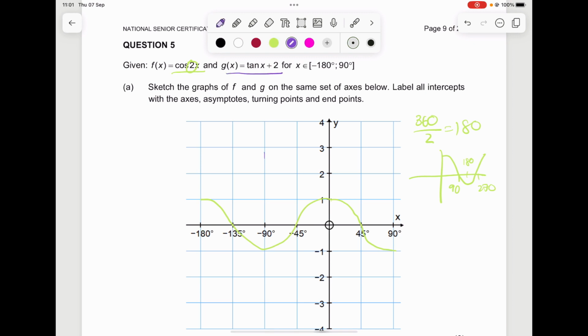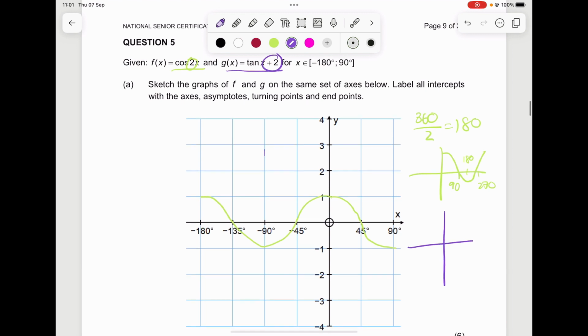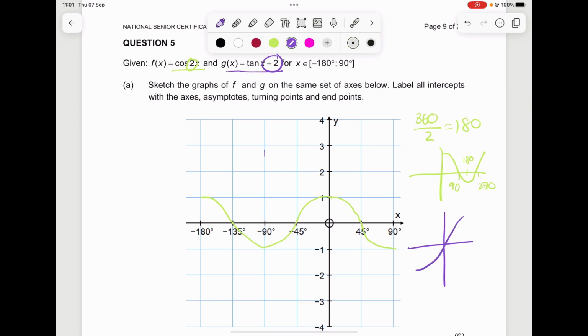Now if we look at g of x, the only adjustment we have is the plus 2 outside the tan of x, and that plus 2 tells us the shift in the amplitude. So, right, if in a normal tan graph, the tan graph crosses the x-axis at 0, now you add 2, therefore it would cross at 2, and then the asymptotes stay the same.